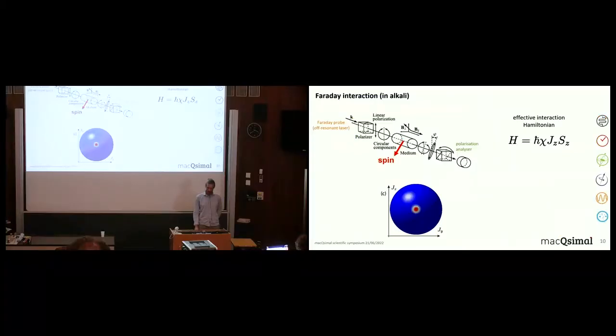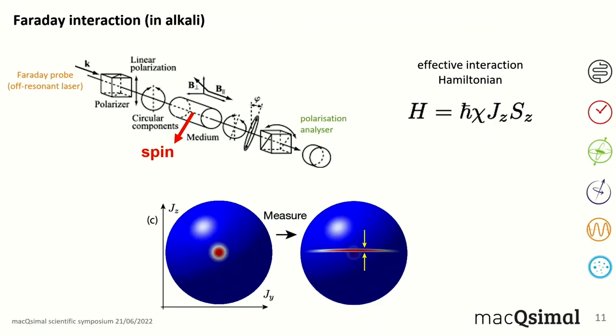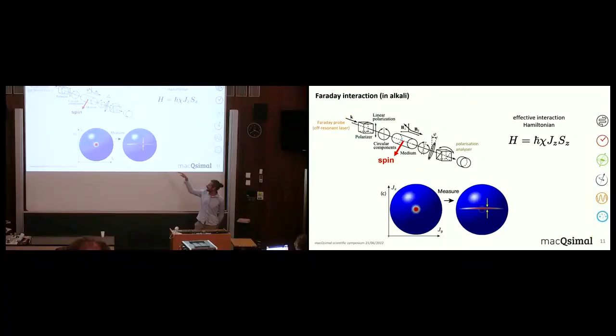So if you look at what happens in the Bloch sphere, you can start with this polarized state that is a coherent spin state at the equator of the Bloch sphere. And after the measurement, since you gain information of where the spin is pointing, then the state will result in a squeezed state after this quantum non-demolition measurement, and the squeezing will be given by your measurement precision.